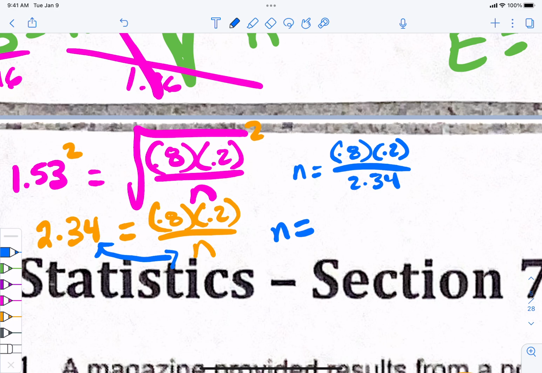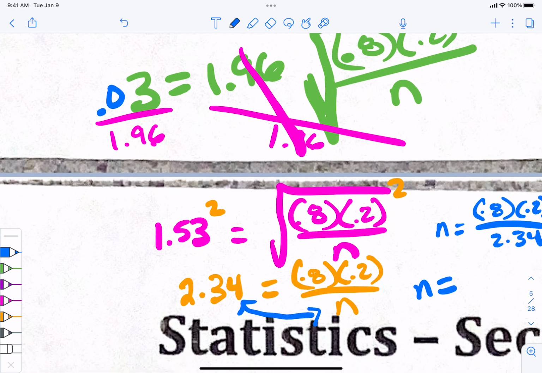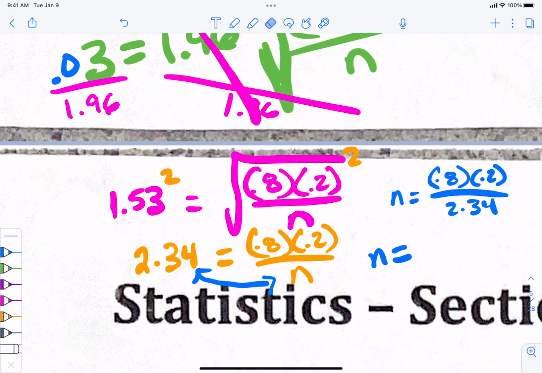N is how much? 0.068. That's what I got. I got 0.0348. Dang, we did it wrong. Okay, go again. It's supposed to be 0.03. You got to put it in as a decimal. Sorry. 0.03. Try again. 0.03 divided by 1.96. Go.